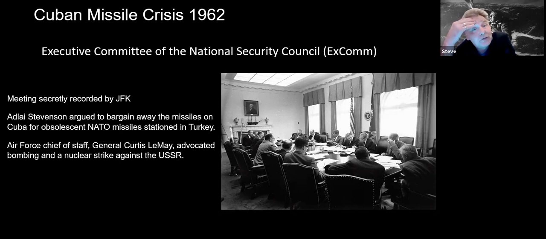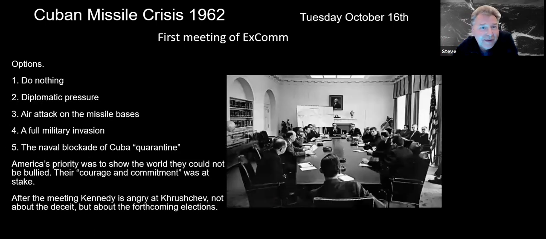But the Air Force Chief of Staff, General Curtis LeMay, was the main proponent for bombing and even a nuclear strike against the USSR. He was definitely on the hawk side of things.